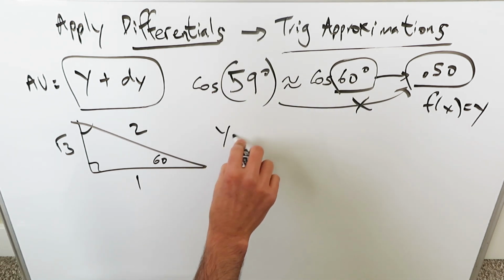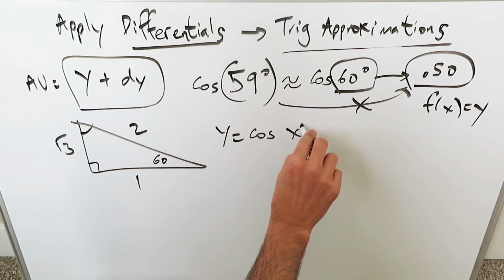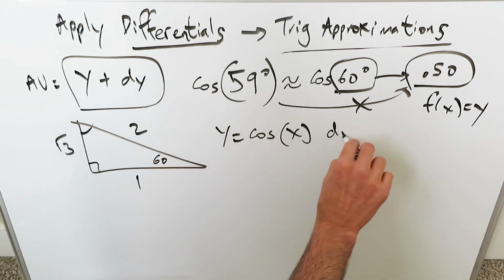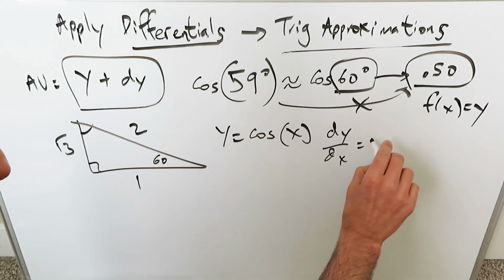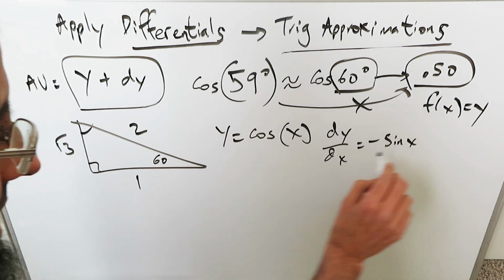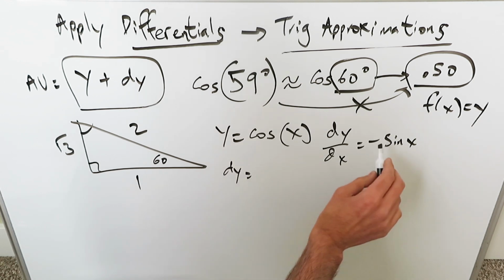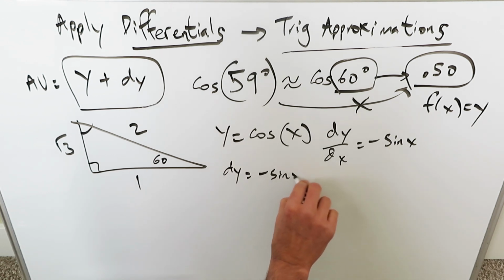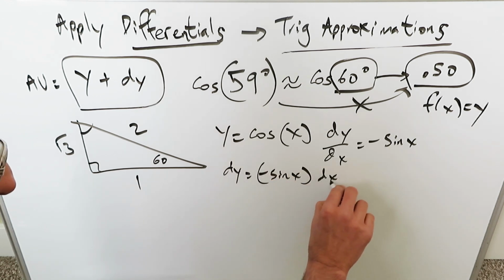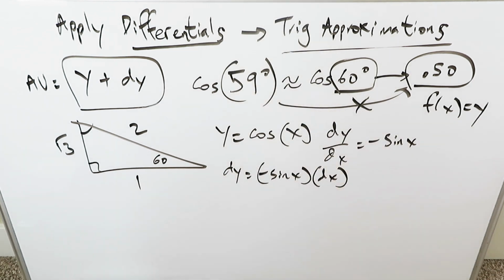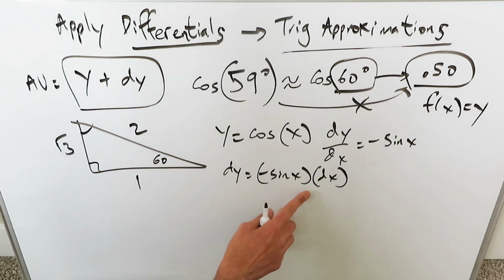What is your function here? y is equal to cosine x. What's the derivative of this function? dy over dx is equal to minus sine x. What's dy? Push the dx to the other side. It's equal to minus sine x dx. Now everything is coming into play. I know what my x is. It's 60, and I can easily determine it.